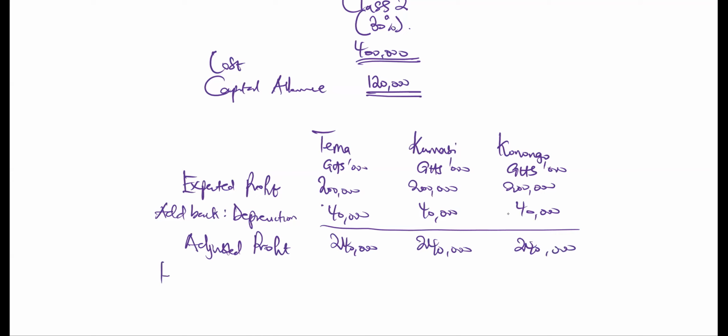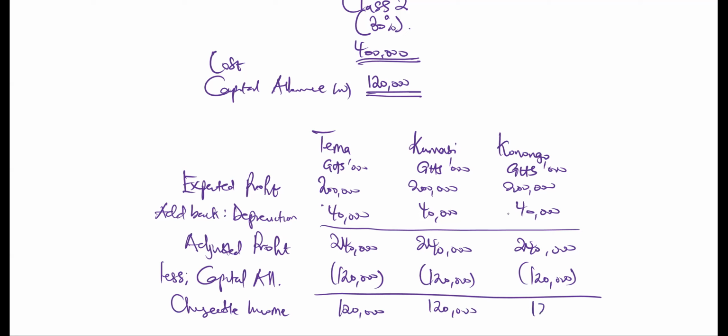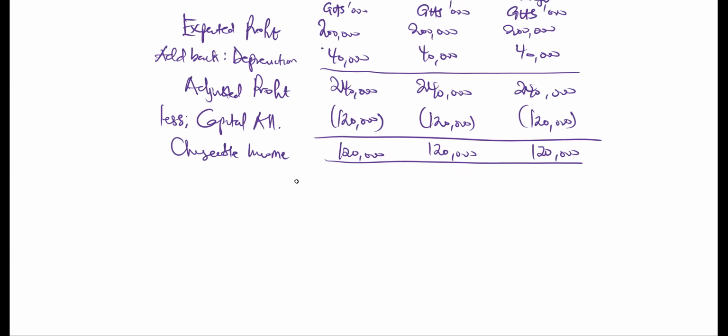240,000. Now we less capital allowance. How much capital allowance was charged? We computed the capital allowance, right? 120,000. So it becomes 120,000 throughout. In that case, what's our chargeable income? It's still 120,000, right? Yes. So now the tax payable, because the first one is in Tema.